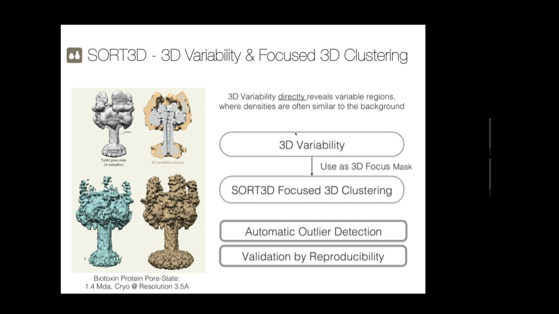Here, the noise includes the variation or movement of the density at each voxel. In SPHIRE, you can use the 3D variability map as a 3D focus mask for the clustering. This focused 3D clustering is implemented in SORT3D. The automatic outlier detection and validation by reproducibility are also added to SORT3D as new features. Each sorted group can be further refined by subset refinement. Meridien provides this function.